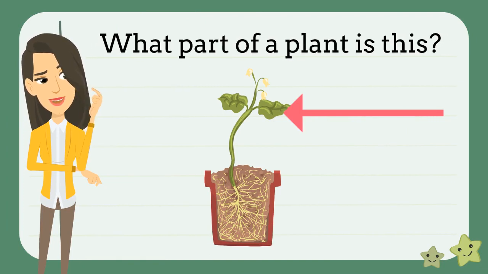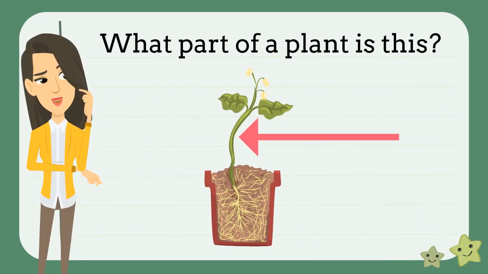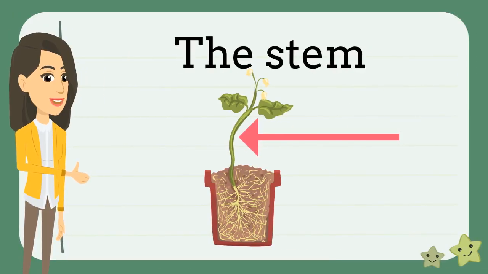What part of the life cycle is this? What do you think? You're right. It's the leaf. What part of the plant is this? What do you think? You're right. It's the stem.